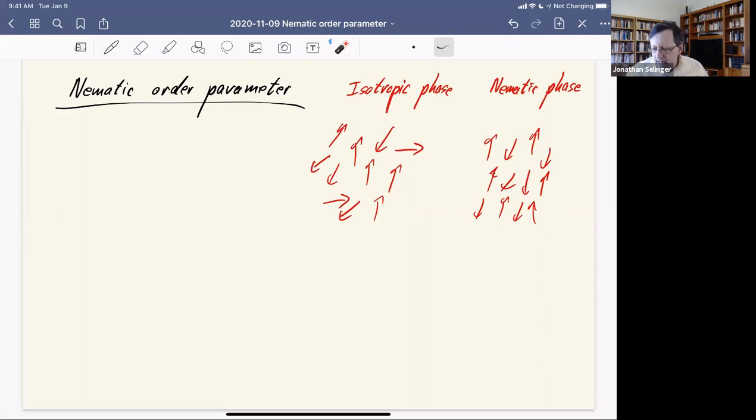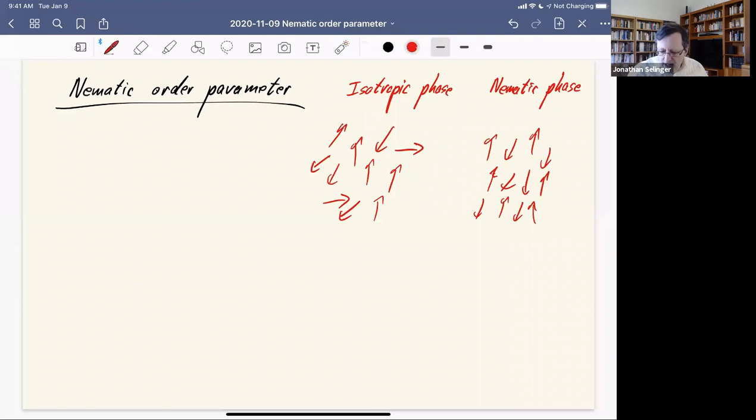Okay? And so the next step is to define an order parameter that can characterize the nematic phase. Right? So we want some kind of mathematical object that represents what's the magnitude and direction of the nematic order. So we were in the midst of constructing such an object last time.